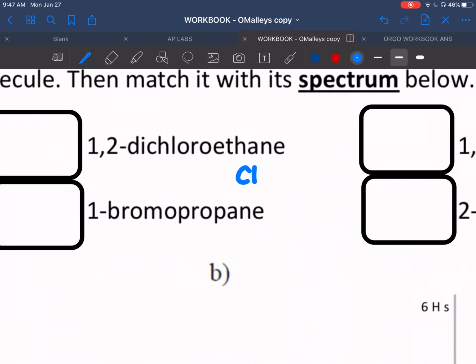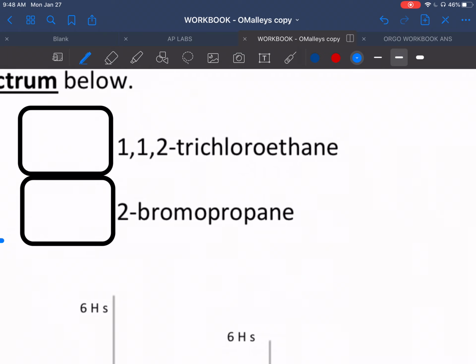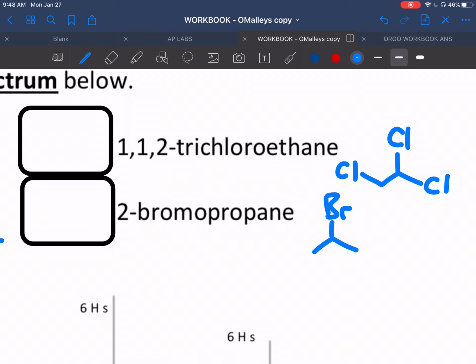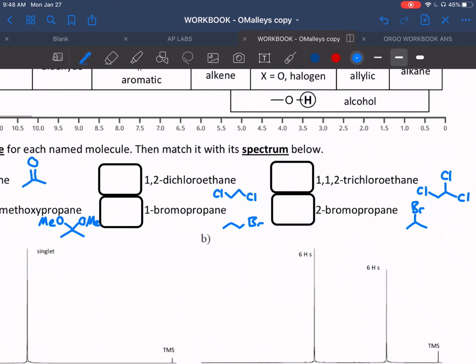1,2-dichloroethane is a 2-carbon chain with a chlorine on the first and second carbon. 1-bromopropane, simple primary bromide. 1,1,2-trichloroethane would look like that. And then 2-bromopropane has this isopropyl group attached to a bromide. So now we can actually look at the structures and try to decide which one is which.